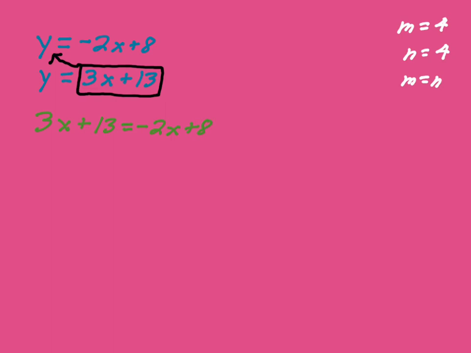Now to solve it, I'll go ahead and get the variables on one side. So I have 5x plus 13 is equal to 8. And next I'll subtract 13 from both sides. So 5x is equal to negative 5. And solving for x gives us x equals negative 1. Once again, I'm not done.